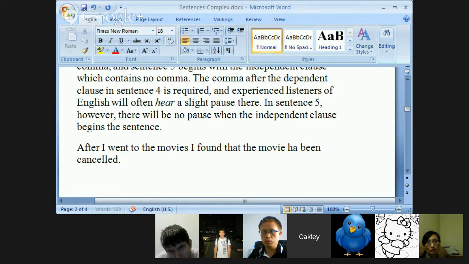That is correct. We need to use the past perfect form because we have a past action, right? You have a past action, and then the second part, the movie had been canceled before I went to the movies. So you're talking about two things in the past. One happens more in the past. That's right. You need past perfect. And we need a comma. That's absolutely correct.